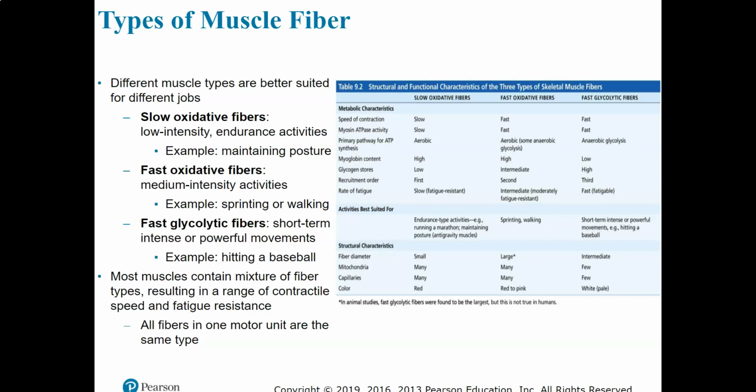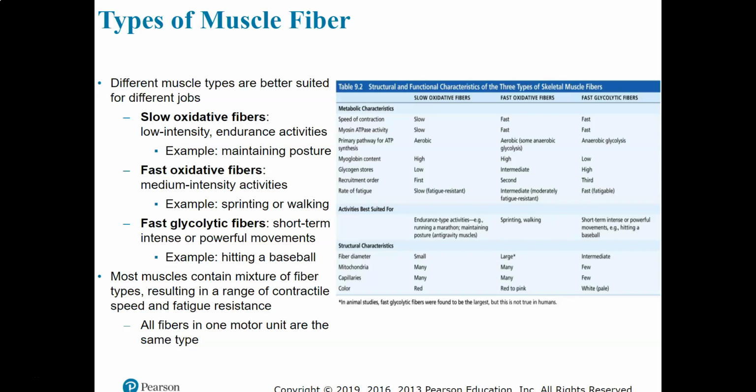So as we mentioned before, you are constantly using your muscles in order to maintain muscle tone, just in order to sit up properly in your seat. And so we're going to be using our slow oxidative fibers for that. Our fast oxidative fibers, these are good for medium intensive activities. Things that you are able to do for a while, but actually require a bit more effort. Things like walking or sprinting are going to use up our fast oxidative fibers.